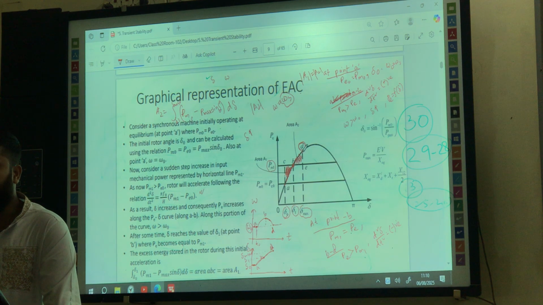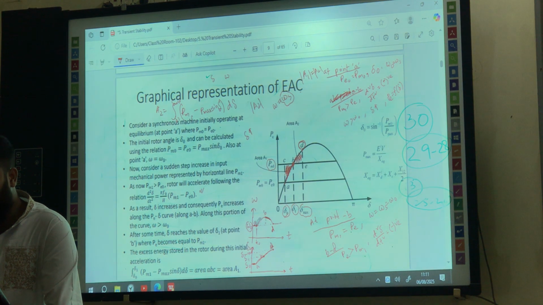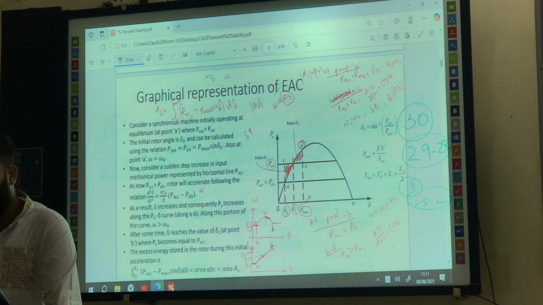Then from B to D, at B, PM1 and PE are exactly the same. So again the omega value should come to the synchronous speed omega naught, but it can't come suddenly; rather it will come gradually. Whenever it travels across this path, the omega is still higher than omega naught, so the delta will still increase. And delta increasing means we will go in this direction.